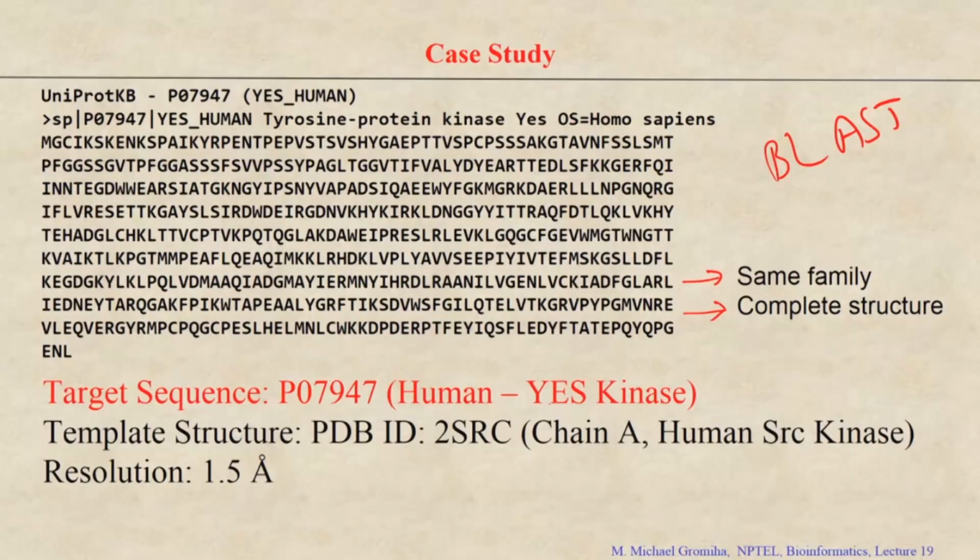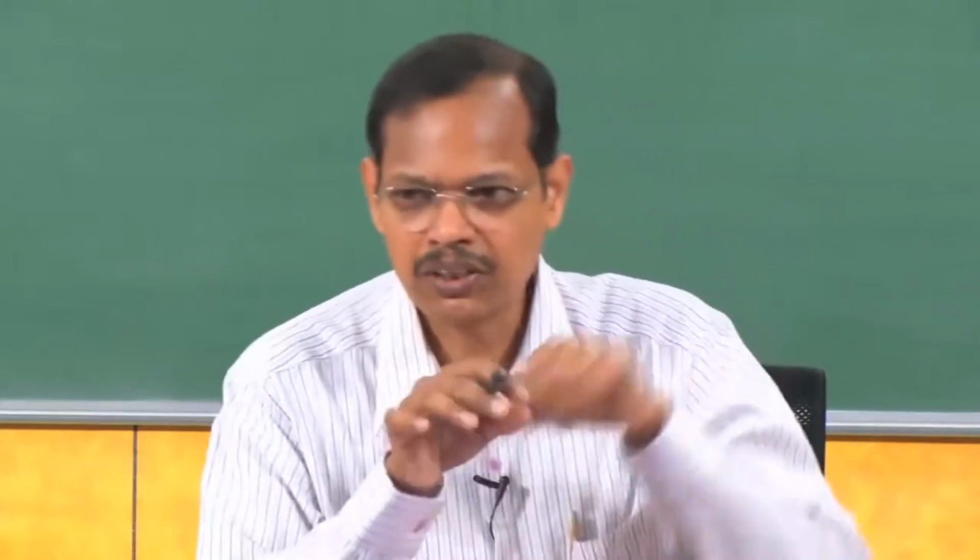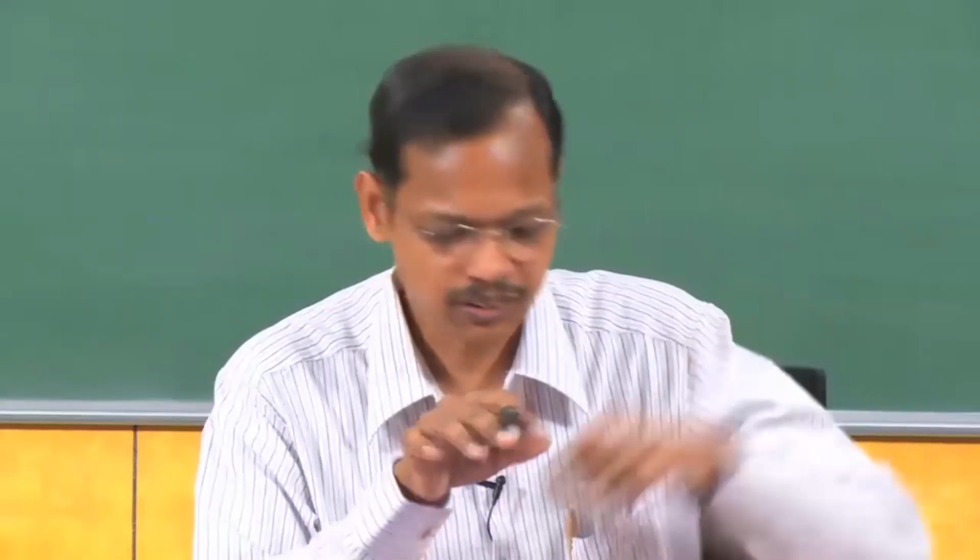So, in this case, if we have the human kinase, we choose SRC, since they belong to the same kinase family. This is CS kinase, and here you can see this SRC kinase. And then look at the resolution of the template you choose. There should be a high resolution, not a low resolution structure. It is 1.5 angstrom, so it is fine.